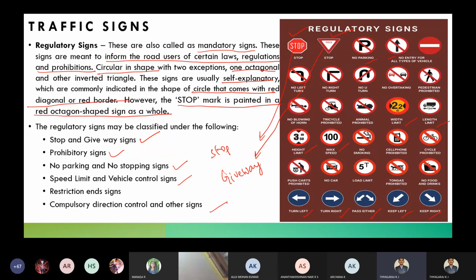So these are circular in shape with a red border, white background, black color wordings and a red diagonal. Then there are two exceptional cases, stop and give way, which are octagonal and inverted triangle. And various regulatory signs are classified as below. You can go through that: stop and give way, prohibitory, no parking, no stopping, speed limit, vehicle control signs, restriction end signs, then compulsory direction and control, and other signs.